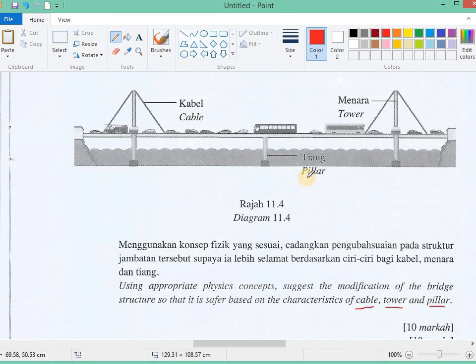So what you need is, you need to write 5 modifications. But here it only gives you 3 things that you can modify: the cable, the pillar, and the tower. So that means 2 of them you need to write 2 things that you want to modify. Either the cable you put 2 modifications, or the tower 2 modifications, or the pillar 2 modifications. Okay, understand?